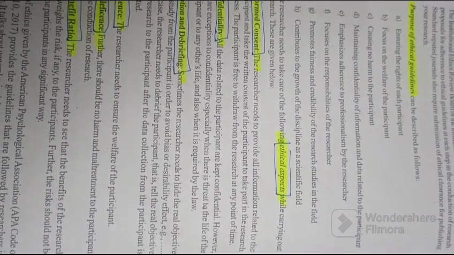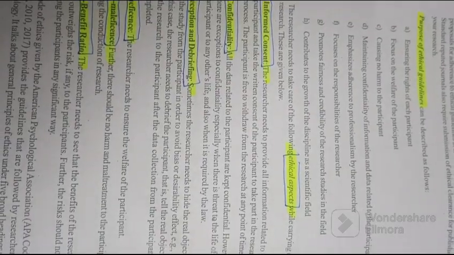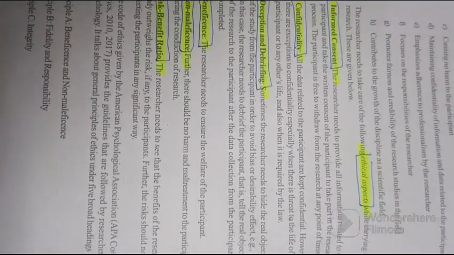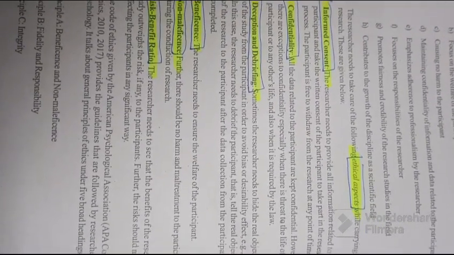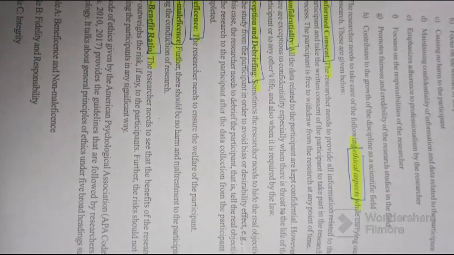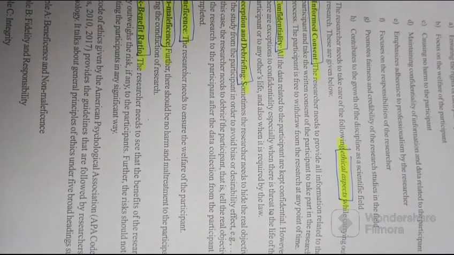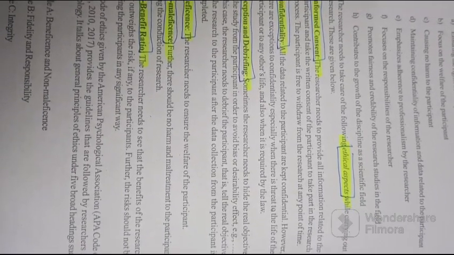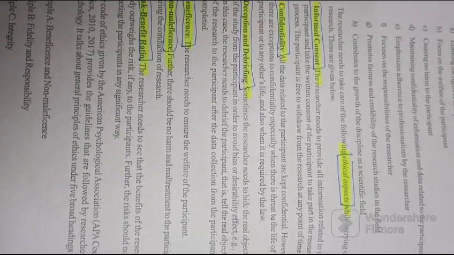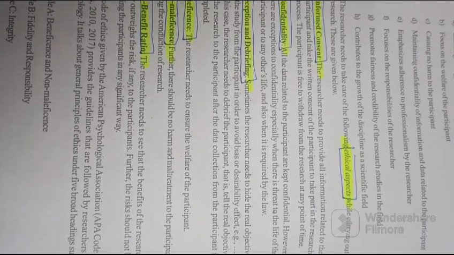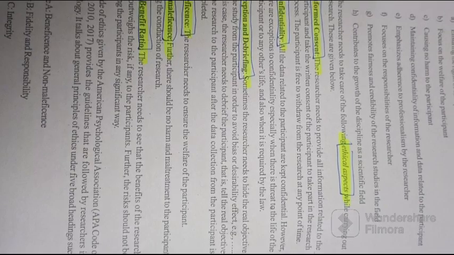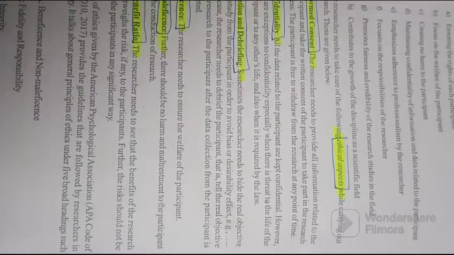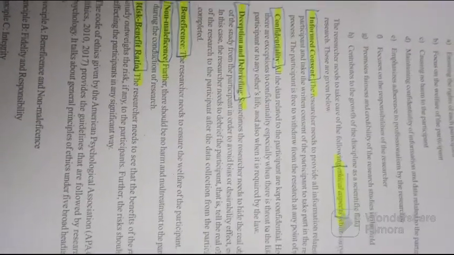Then these are the ethical aspects which we need to follow while carrying out the research. First is the informed consent. The consent that you take from the participant should be fully informed, meaning he should be well versed about the whole procedure, he should have all the information related to the procedure of the research, and the participant is free to withdraw from the research at any point of time. So the written consent of the participant is to be taken in the research process, and the researcher needs to provide all the information related to the participant.